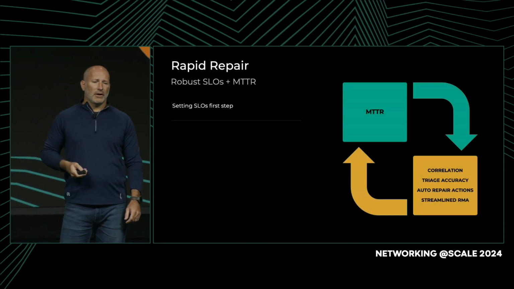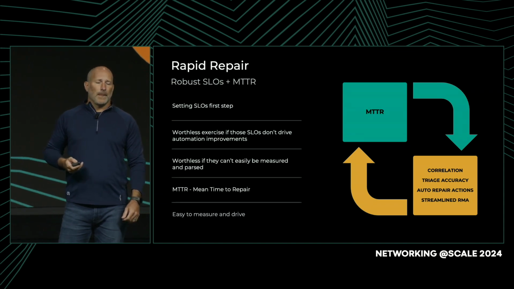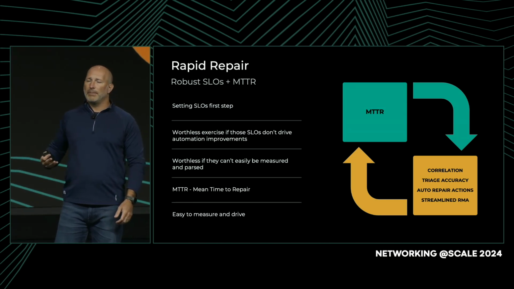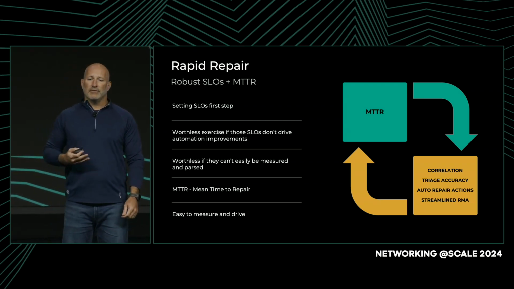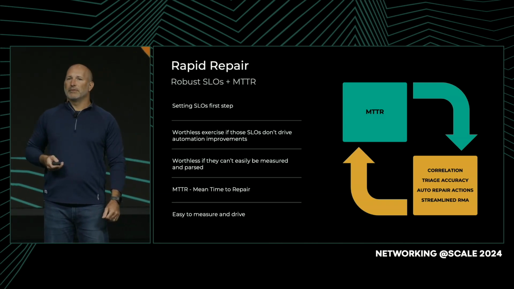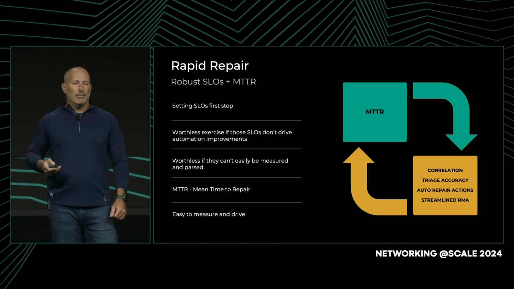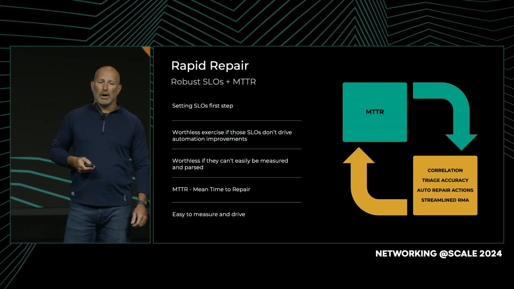And then finally, we need to talk about robust SLOs and mean time to repair. So we were talking about rapid repair as being the final thing in this step, and oftentimes this is a manual human process. And what we found is that no matter how good we are at triage and how good we are at detections, it's really a ruthless focus on mean time to repair that enables us to continue to operate at the level that we're operating at.